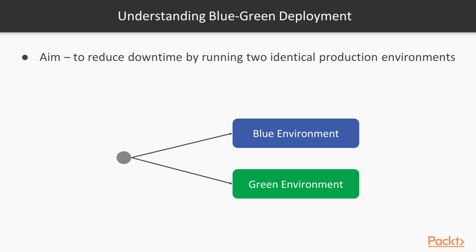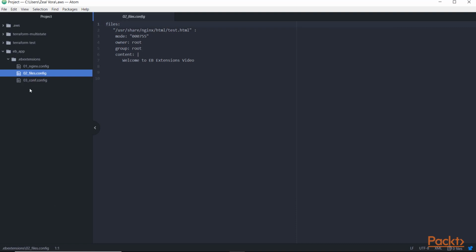We already have EB extensions. Within the 02files.config, let me make a small change and I'll say welcome to the blue green deployment model video, and I'll click on save. So let's assume that this is an update that we have made to the application.